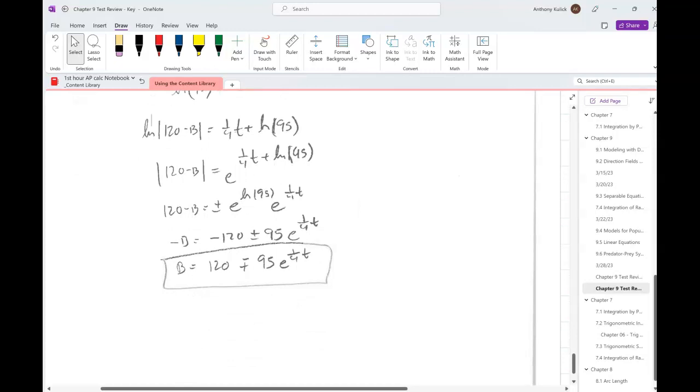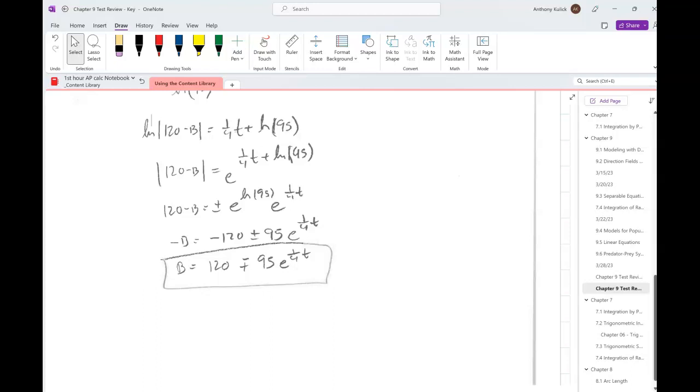Clearly in that sense, I have to worry about the negative and positive here because with plus or minus, both of those could give me a positive value for B since it's the weight of a bird. And both of those would be feasible. If T is 0, 120 plus 95 and 120 minus 95 are both feasible bird weights. So that's why I got the plus or minus.